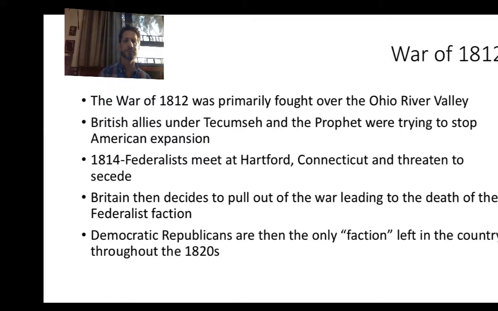The War of 1812 was primarily fought over the Ohio River Valley. Ohio River Valley plays a huge role in early American history. There's kind of an easy reason why. What's in the Ohio River Valley? The Great Lakes. So you can imagine all the incredible resources in that area.